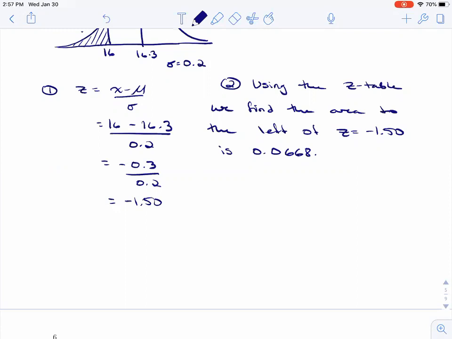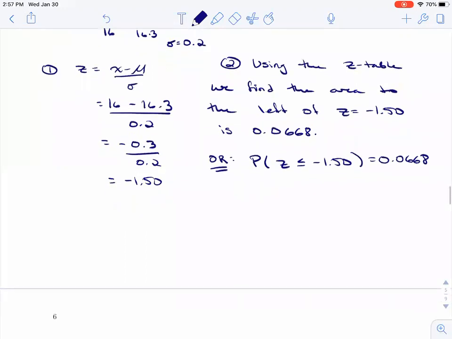Tedious, yes. Accurate, yes. Or, if you prefer, you can use probability notation. It's going to be shorter, it's going to be quicker. The probability that Z is less than or equal to negative 1.50 is 0.0668. Both of these communicate the same information, properly.